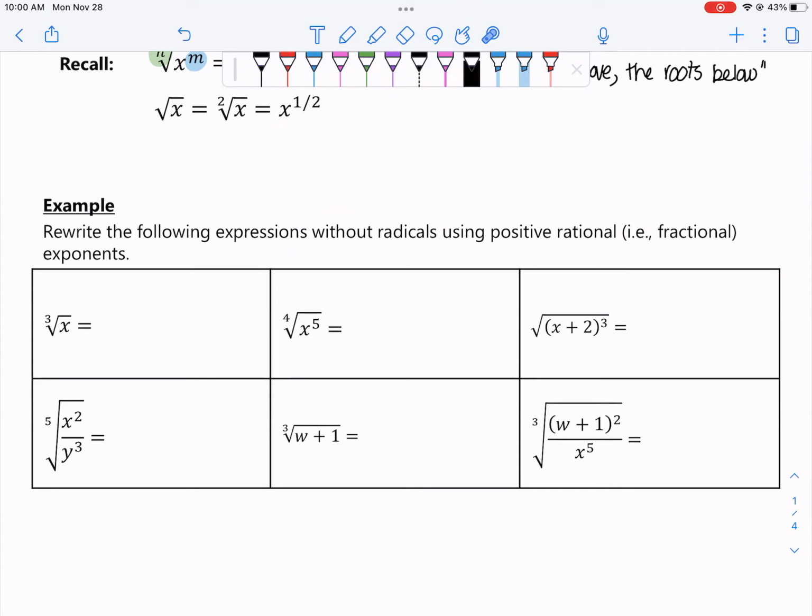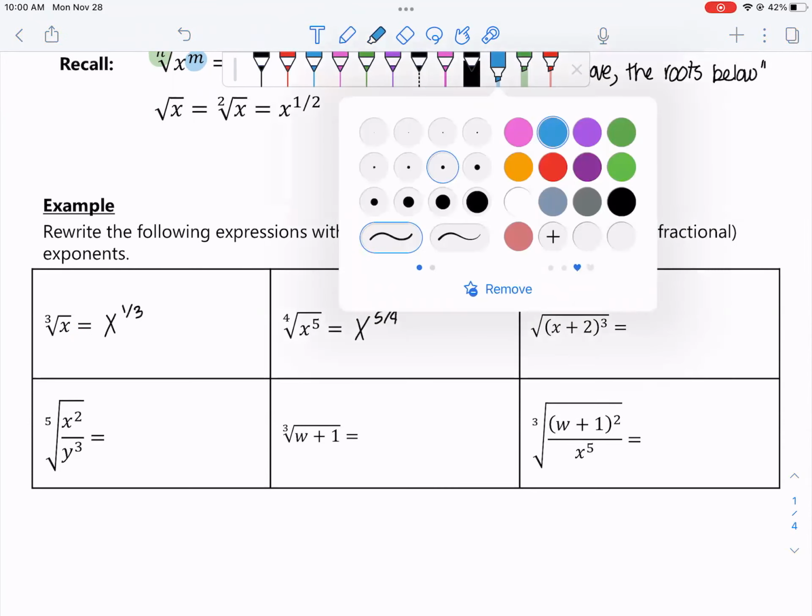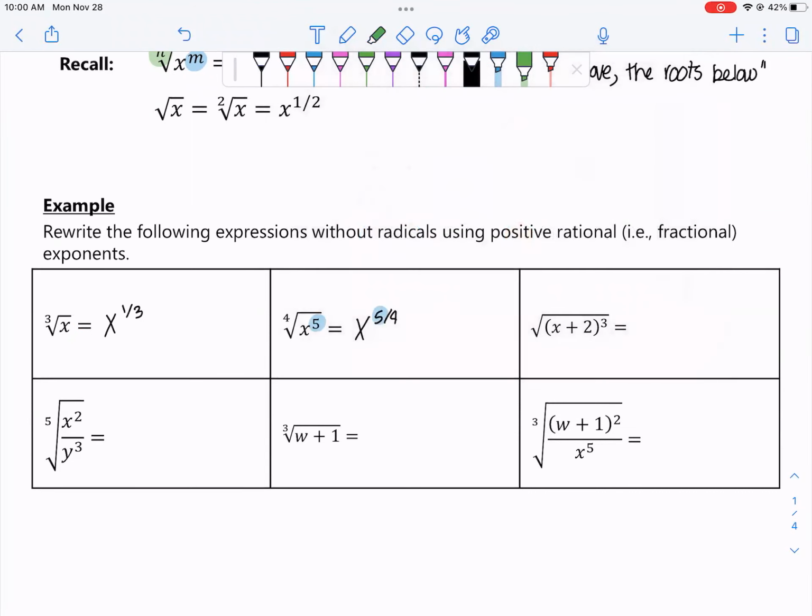So we have the cubed root of x. So x is being raised to the first power and the root is 3. If you want to pause and take a whack at some of these, go ahead and do so now. Okay, you had a chance to pause. Here, the power on x is 5, and the root is 4. All right, let's do a little highlighting here. Power, root, root.